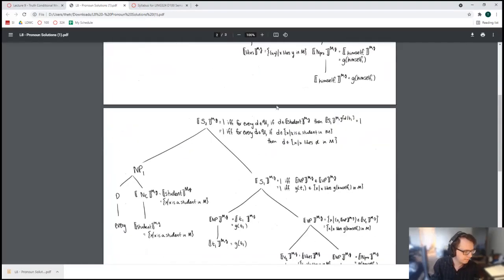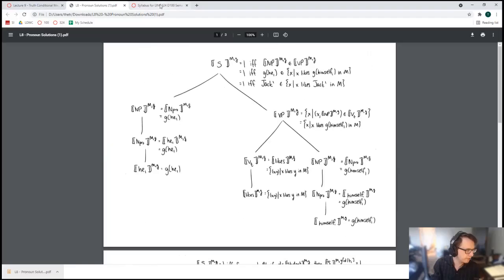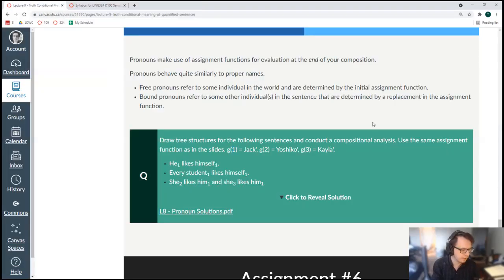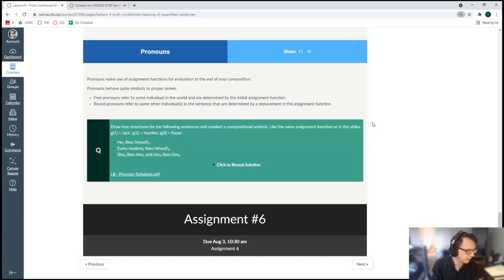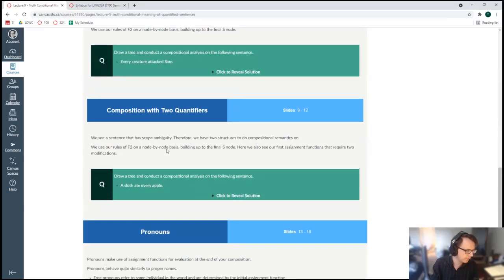I didn't color code them, but I did write out all the lines for those. So I'll try not to show those on screen in case you want to work on those. So there's one pronoun question on assignment 6, and there's one scope ambiguous sentence on assignment 6. So I recommend doing these for practice and this one for practice as well.